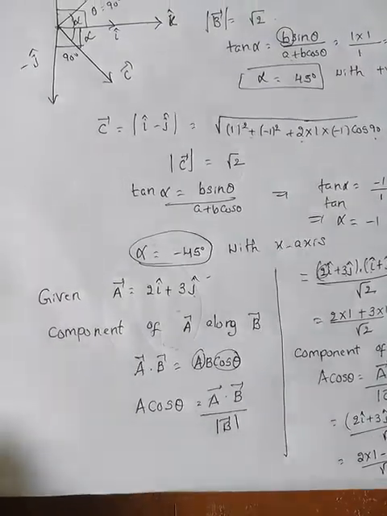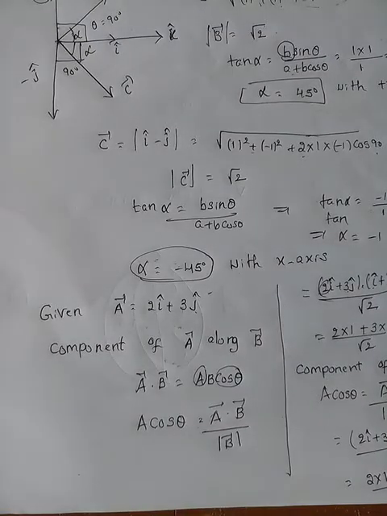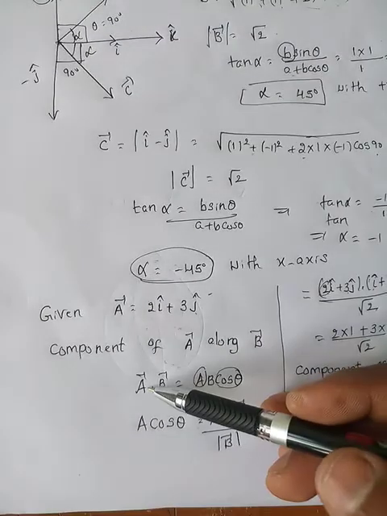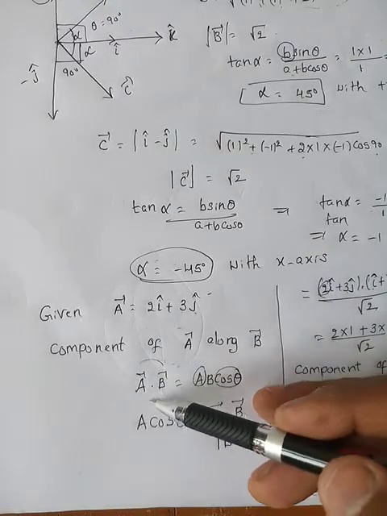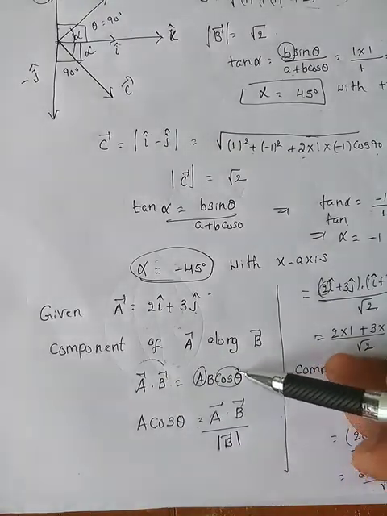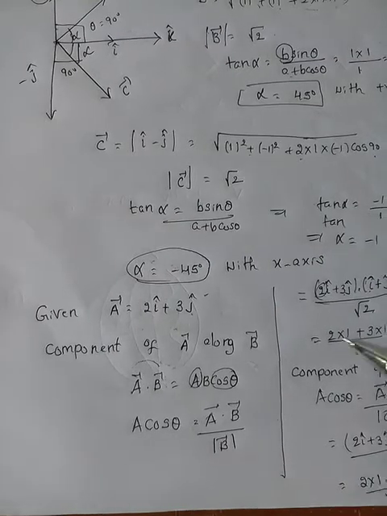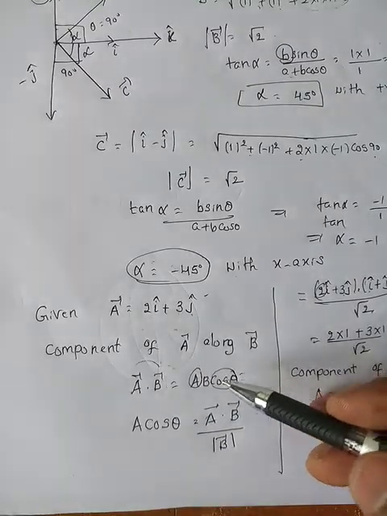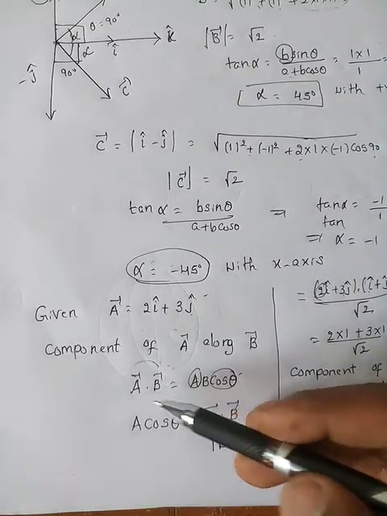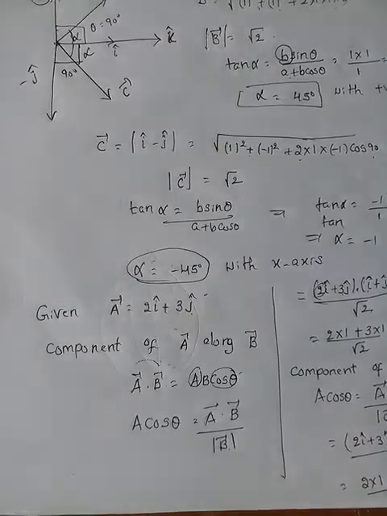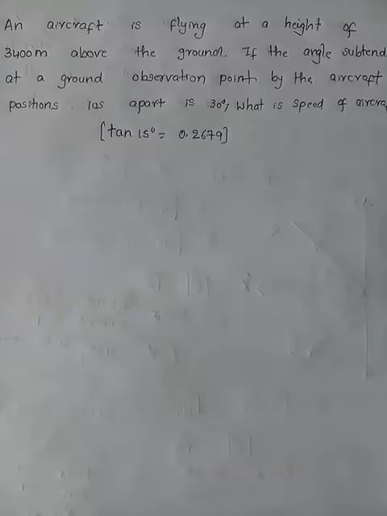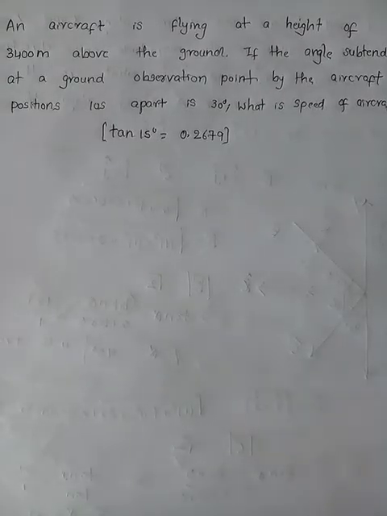So if you want to calculate the component of any vector along any direction, this is the basic formula: A bar dot B bar is equal to AB cos theta. The component of the vector along its own direction, the horizontal direction, A cos theta, the horizontal component, is equal to A bar dot B bar by modulus of B bar. And the next question, what is that?